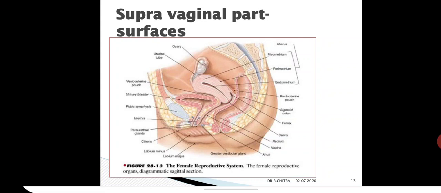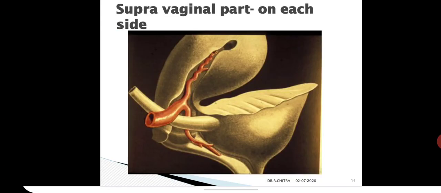So we have covered the supravaginal part. On each side, you try to observe the supravaginal part. In front is the bladder and behind the structure is the uterus. We are seeing the supravaginal part on each side. The ureter lies about 2 cm lateral to the cervix.